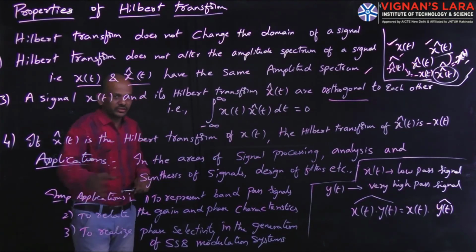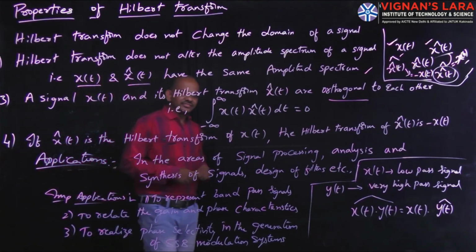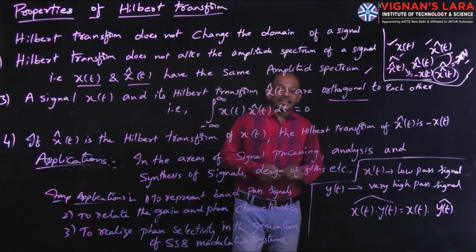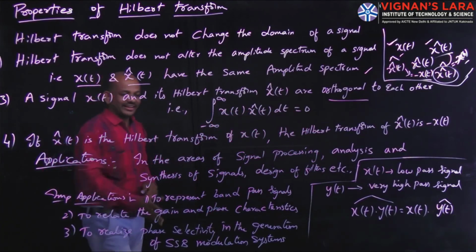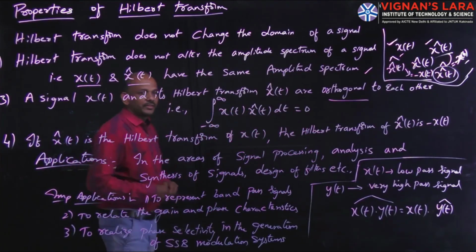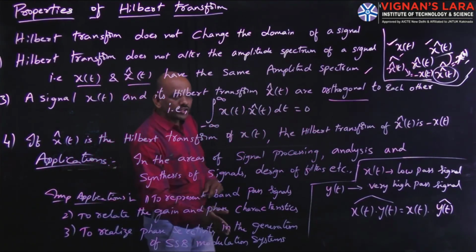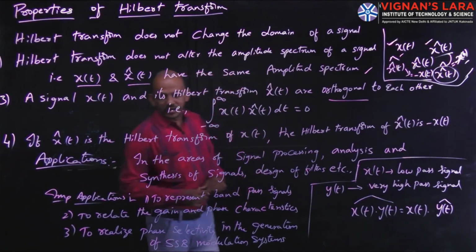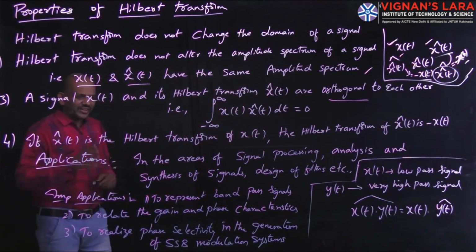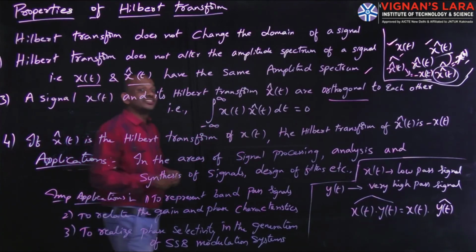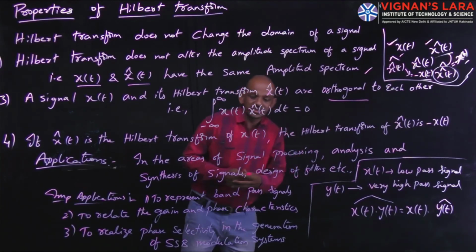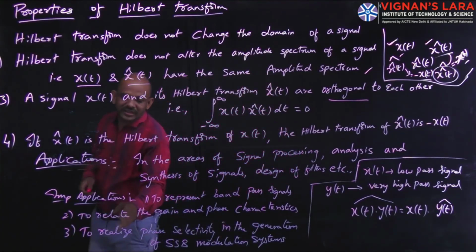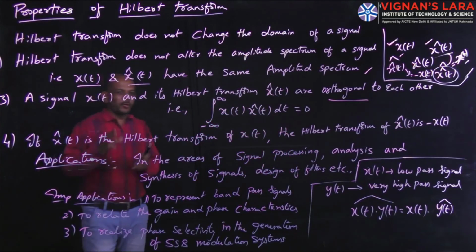And the last one, the third important one, is to realize phase selectivity in the generation of single sideband modulation systems. Here SSB is nothing but single sideband. So to realize phase selectivity while we are generating the SSB modulation system, we have to select the proper phase there.